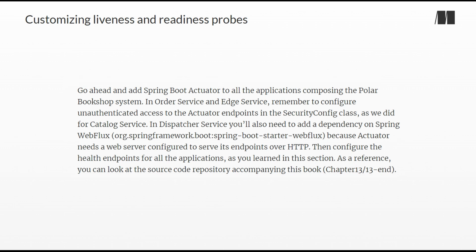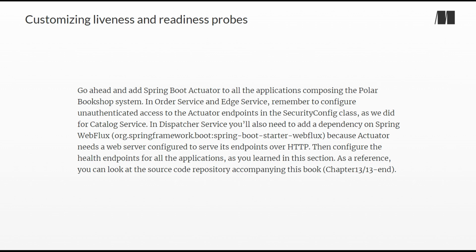Note: go ahead and add Spring Boot Actuator to all the applications composing the Polar Bookshop system. In Order Service and Edge Service, remember to configure unauthenticated access to the Actuator endpoints in the SecurityConfig class, as we did for Catalog Service. In Dispatcher Service, you'll also need to add a dependency on Spring WebFlux, org.springframework.boot:spring-boot-starter-webflux, because Actuator needs a web server configured to serve its endpoints over HTTP. Then configure the health endpoints for all the applications, as you learned in this section.